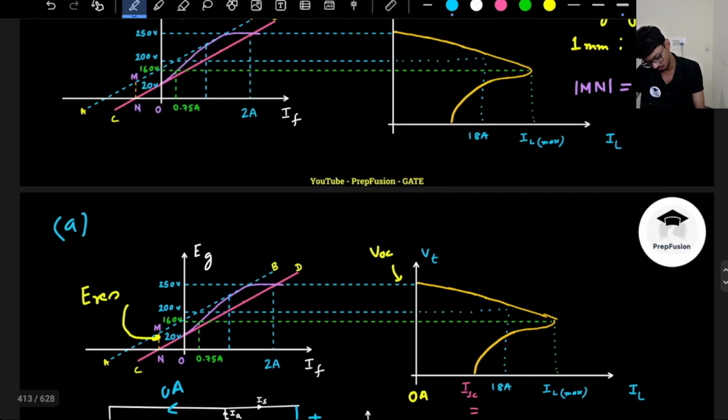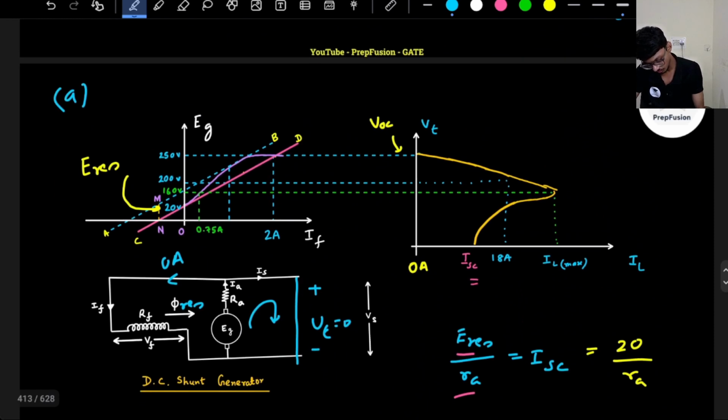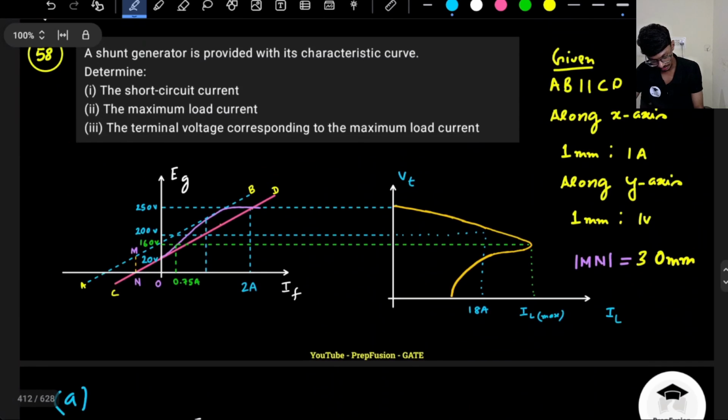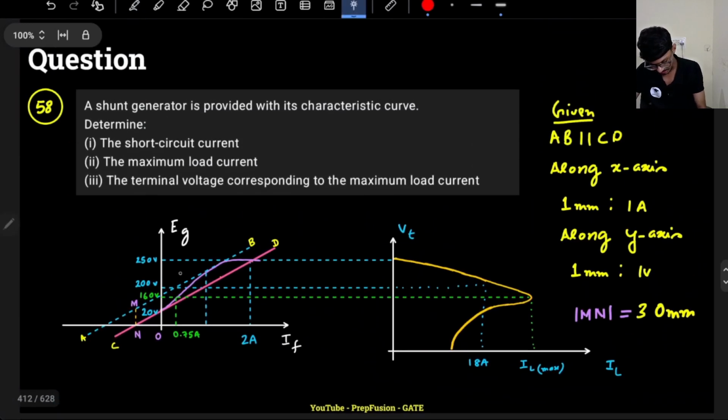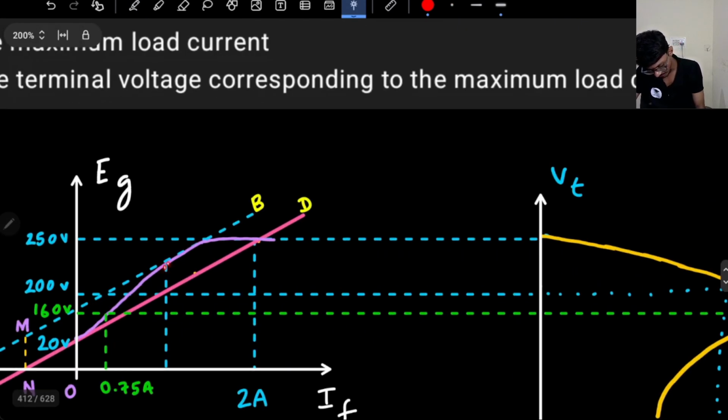Correspondingly, one more piece of information they have given me. What is the other information? It is this length. If I see the graph, this line AB and this line CD are parallel to each other, and this AB line is tangent to the graph at the same field current point, IF, where it passes through this straight line.